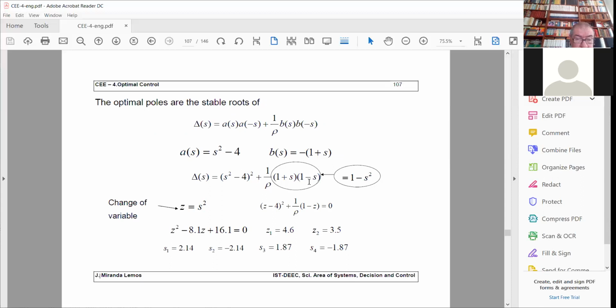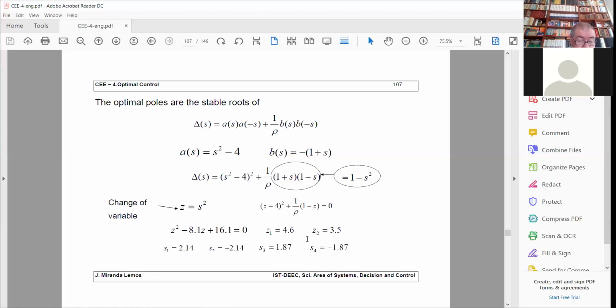So you only have powers of s squared. So you do a change of variable, call it z, equal to s squared, and you end up with a second order algebraic equation that you know how to solve. And if you solve it, you get z1 equal to 4.6 and z2 equal to 3.5. Now, the possible values of s are the square roots of these two numbers. So each one gives you two possibilities, one positive and one negative.